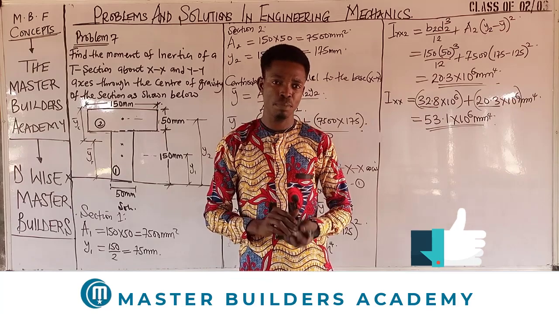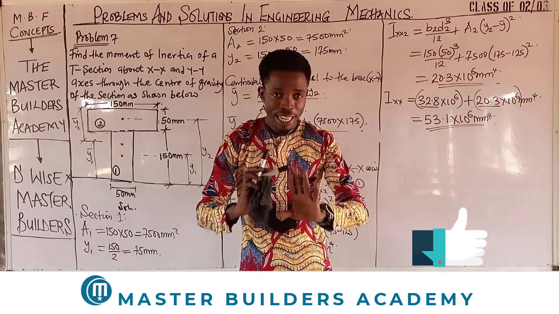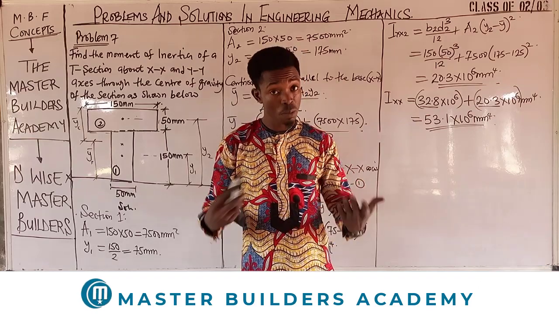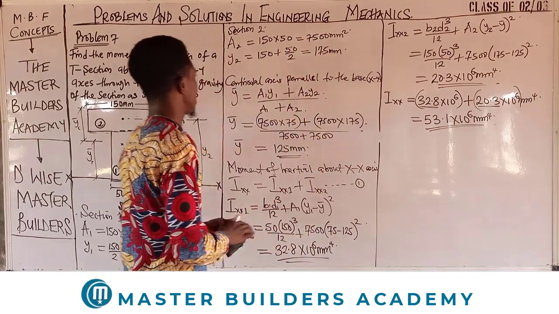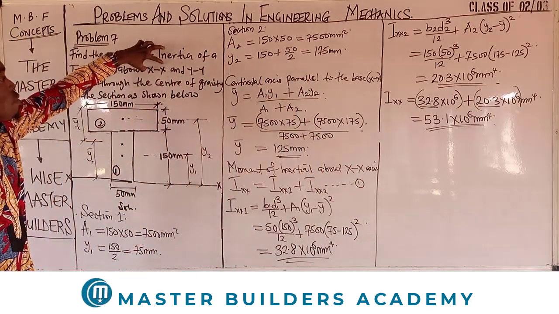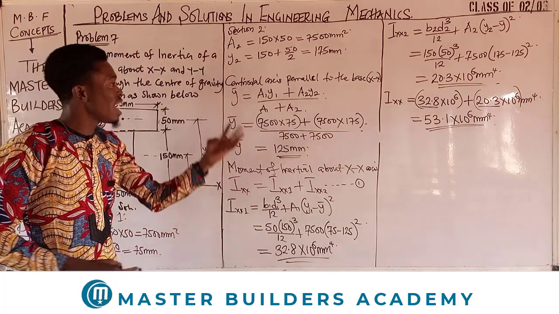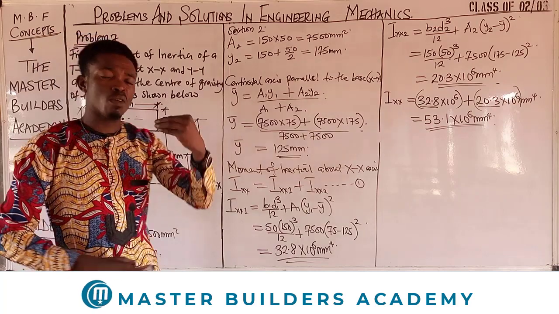Guys, is this not simple? Is it not simple? Very, very simple. So simple. Okay, now let's look at the second moment of area. Remember, we are looking for the second moment of area or the moment of inertia about the XX axis and equally about the YY axis.